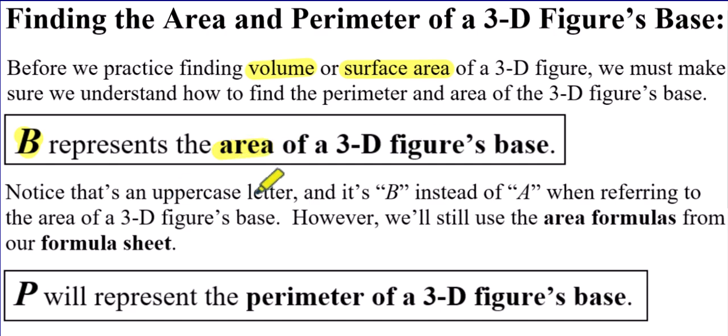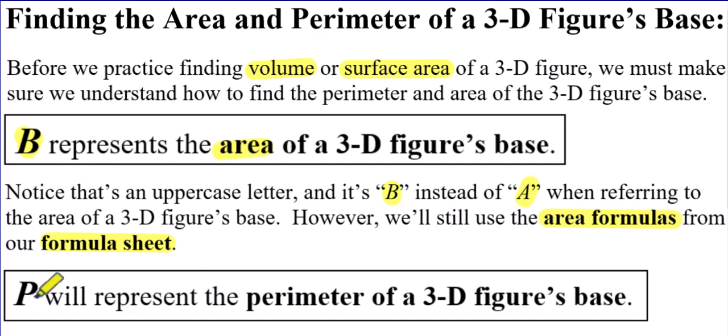Now notice, that's an uppercase letter, not a lowercase letter. Spoiler alert, lowercase b would not be area. Lowercase b would be a line segment called the base of a trapezoid or a triangle or a parallelogram. It's now uppercase B to represent the area. You're used to uppercase A being the area, but here for the area of the base, we're going to call it uppercase B. Now, having said that, we're still going to use area formulas from our formula sheet to get the value of uppercase B.